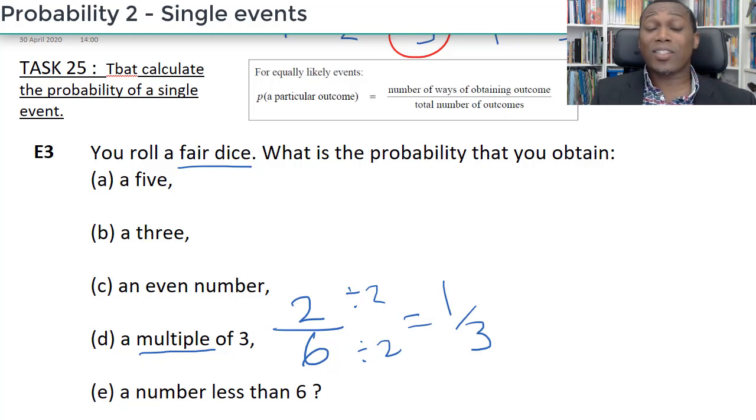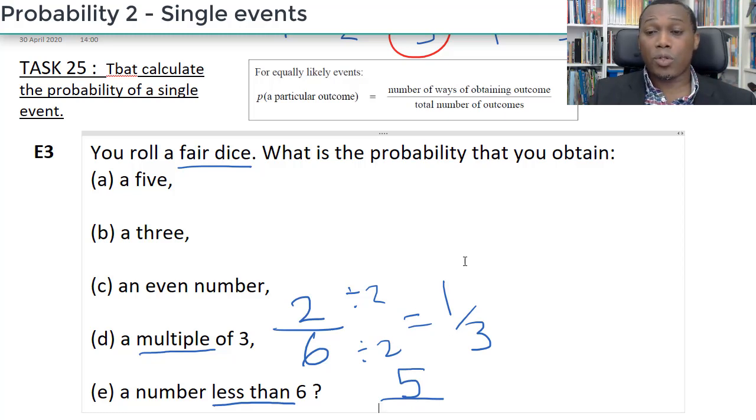Is 6 less than 6? Language is important. Were you going to count to 6? Have you got caught with that? Note that it said number less than 6. It didn't say less than or equal to. There are 1, 2, 3, 4, 5 numbers less than 6. So there's 5 ways to get what I want.